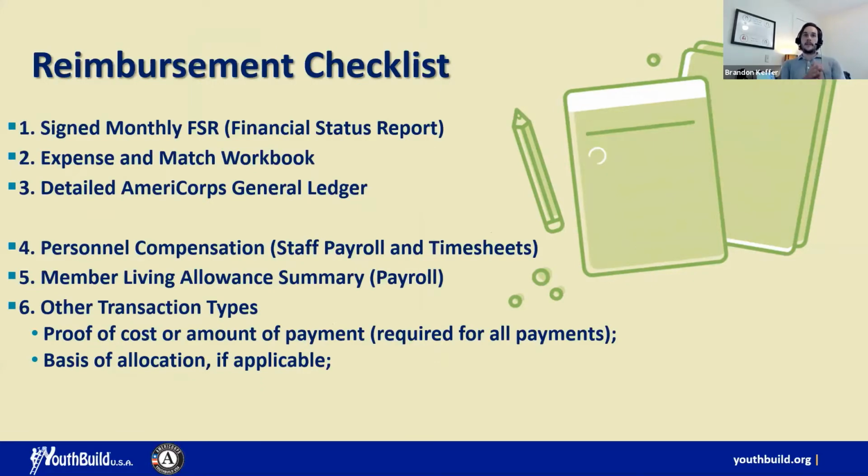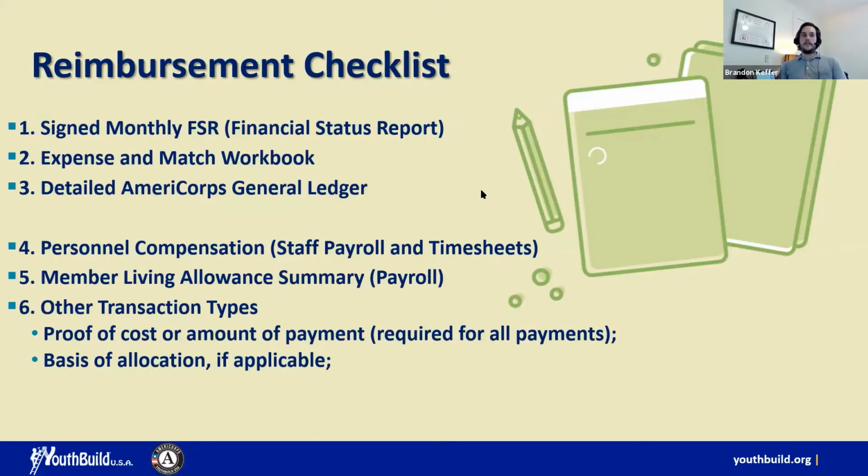Taking a deeper look at what is included in this checklist, this looks a little bit different from years in the past. First and foremost is your signed monthly FSR. That should be the first page of the FSR, that signed certification. Next is a copy of the expense and match workbook. And as I mentioned, it's best to upload the actual Excel copy of that workbook. And that should be supported by a detailed AmeriCorps general ledger. So this general ledger ties penny for penny to what has been entered into the expense report for that particular month.